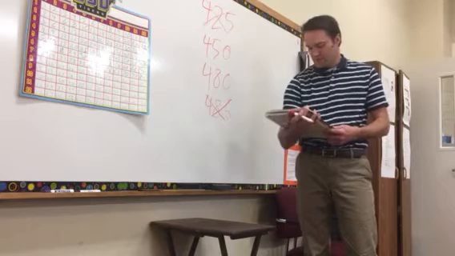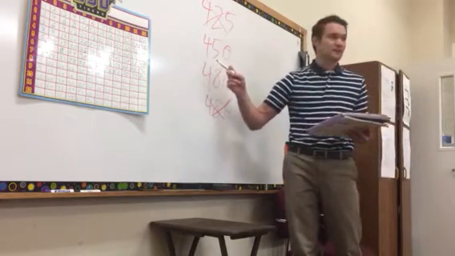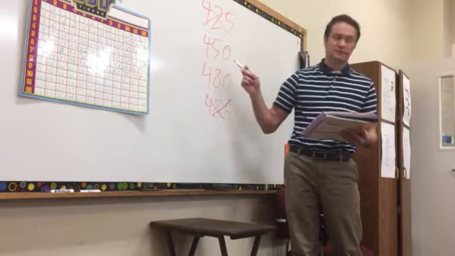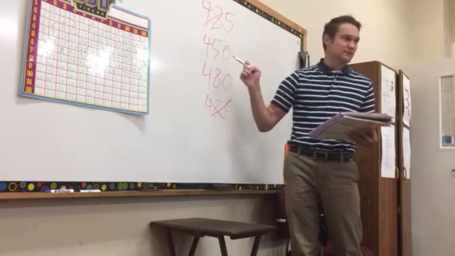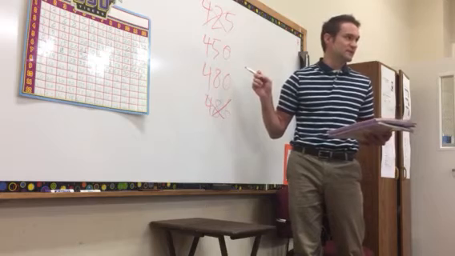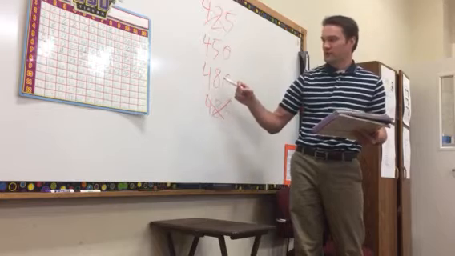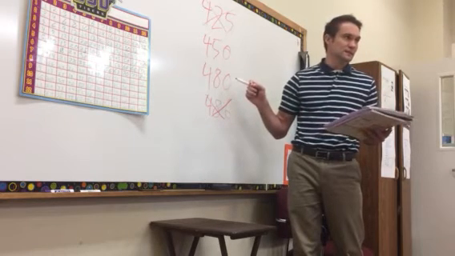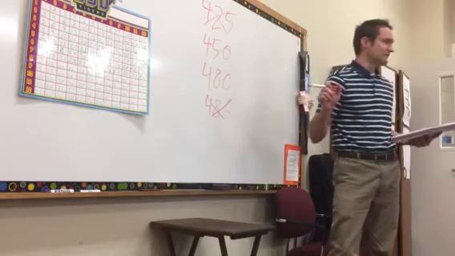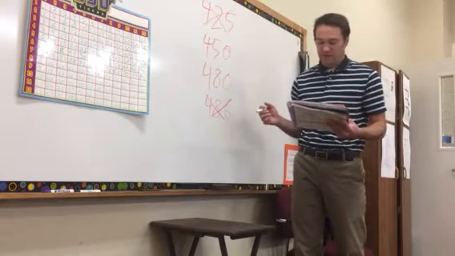Now, how about divisible by 3? Let's look at them both. We add the digits and see if they're divisible by 3. 450: 4 and 5 and 0 would be 9. Is that divisible by 3? Yes, 9 is divisible by 3. How about 480? 4 and 8 is 12 and 0 is 12. Is that divisible by 3? Yes, 12 is divisible by 3. So they're both divisible by 3.